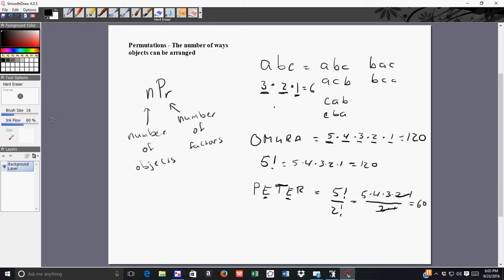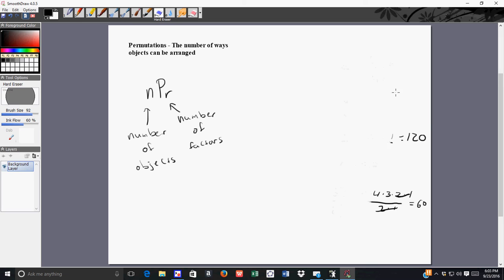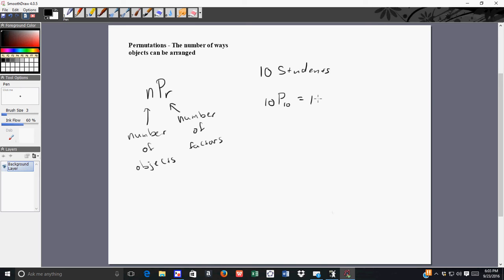Alright, I'm going to get more into permutations now. Let's say I had 10 students, and they all want to go to the water fountain to get a drink. Well, I'd say there's 10 kids, and 10 of them want to get a drink, and I'm going to send all 10 of them out, so that's really the same as 10 factorial, which is going to be a huge number.